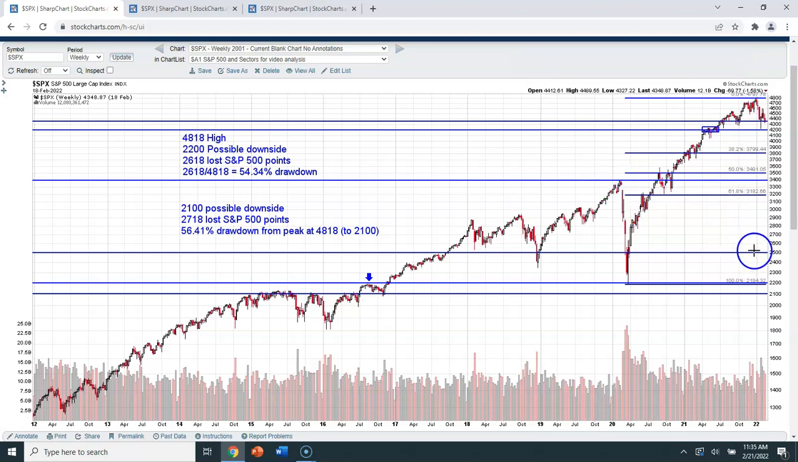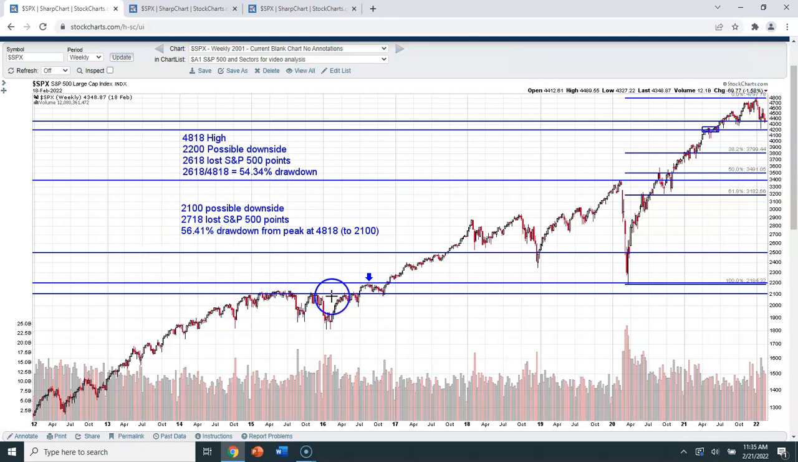If that doesn't hold, then Jeremy Grantham is saying somewhere around 2,500 is kind of that fair value. Again, I'm paraphrasing, and you can probably Google it and find his recent interviews. But 2,500 ish is what Grantham is calling for. And if we retrace 100% of the entire move from the COVID downturn from March of 2020, that would take us right around this 2,200 mark. Again, that is a 54.34% drawdown from our peak.